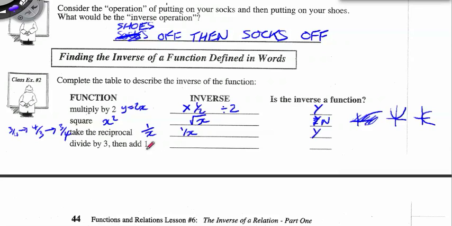Divide by 3, then add 1. What does that mean? We take x, we divide by 3, we add 1. The opposite would be we'd have to subtract 1 and then multiply by 3. Is the inverse a function? Well, you have to think about that, but yes, it would be. If you're taking x and subtracting 1, and then the whole thing gets multiplied by 3, that is going to be a straight line, 3x minus 3, so yes.